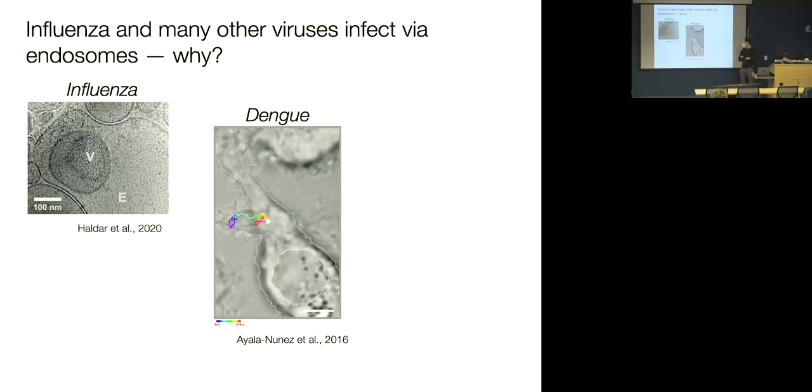So where I want to start is this question that influenza and many other viruses, dengue, chikungunya are some examples, infect primarily or exclusively via endosomes. We're interested in why. So this is an electron micrograph from some of our work showing an influenza virus inside an endosome. This is a single virus tracking trace from some colleagues' work where it's following the virus as it's endocytosed by the cell, and then the star is when it finally fuses. And the genome is able to enter and begin the process of replication.